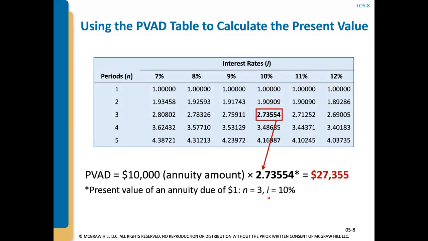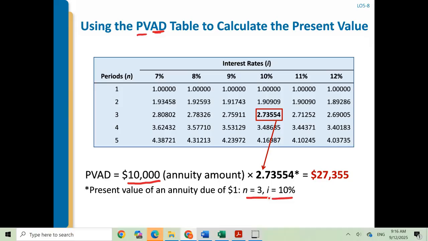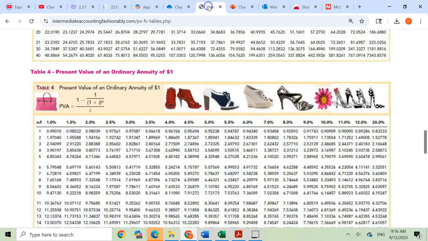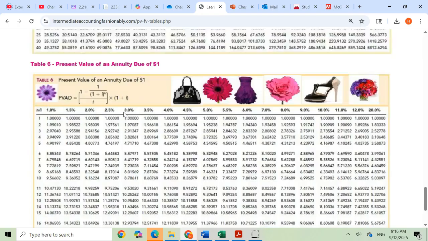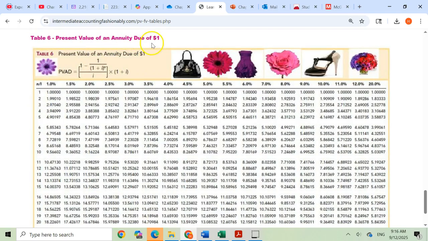Alternatively, we can also use a factoring table, and this is the present value of an annuity due. AD is for annuity due. And we'll take our payment amount, $10,000, and look at our present value of an annuity due factor table. N equals 3, I equals 10, so we have 3 periods. So again, let's quickly go back to our tables here. And here's our present value of an ordinary annuity, which is not the case. We need the present value of an annuity due of $1. And I'm going to go to N equals 3, and the interest rate is 10.